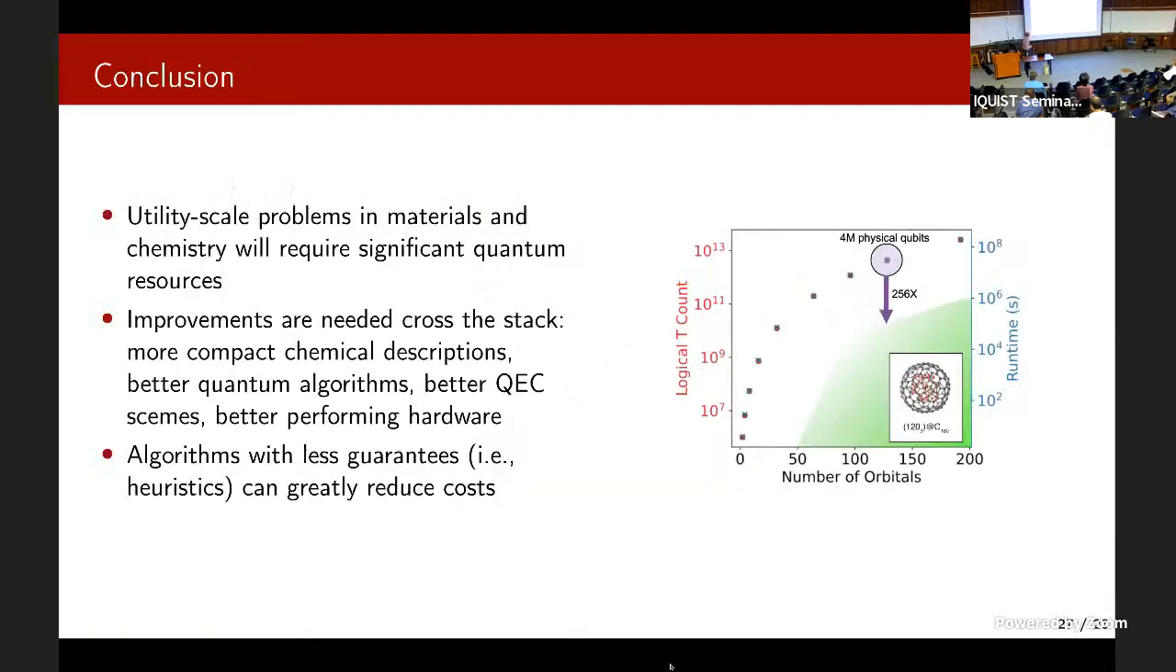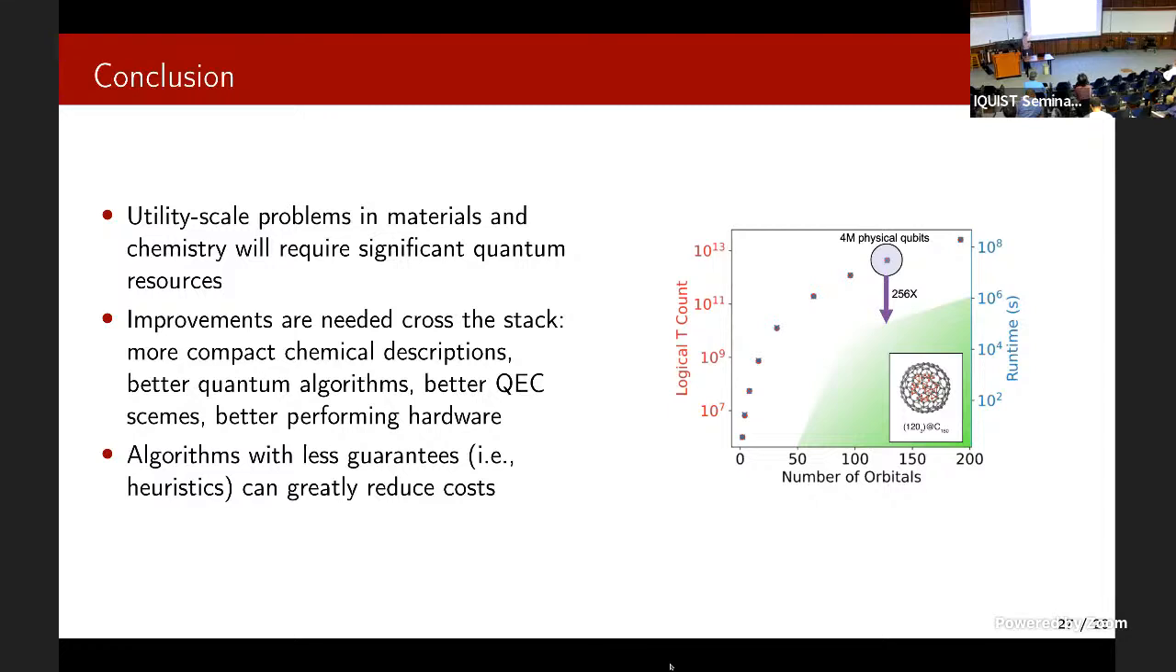But what we really need is improvements across the stack. So the chemical descriptions we used, of dual plane waves, maybe that's not the best description to use. Maybe we should use a first quantization approach, or maybe regular plane waves could be better, with certain algorithmic motifs. We need better quantum algorithms, whether those are guaranteeing a solution or are heuristic, like the last algorithms I showed.